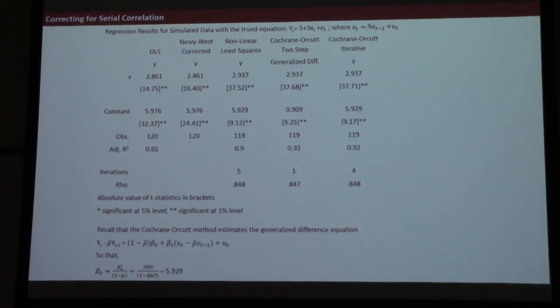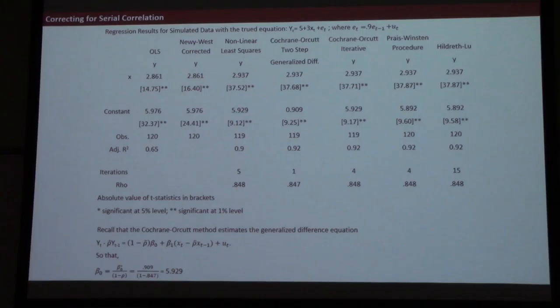And this is the iterative procedure which we're going to do. Let's run the Prais-Winsten. Again, we're getting almost the same coefficients. And then Hildreth-Lu gives us almost, again, identical solutions.